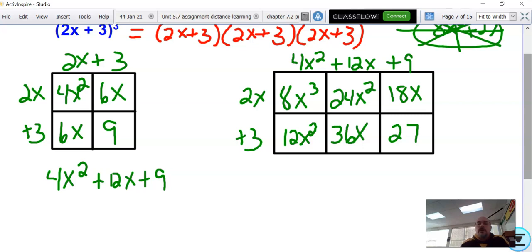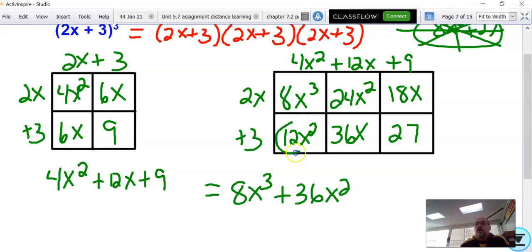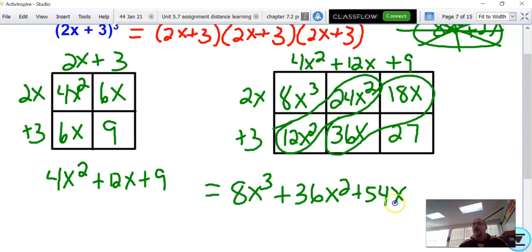All right, looks good. And so my final result, ladies and gentlemen, is 8x cubed plus it looks like 36x squared. Put these two together, that's 36. Now put these two together. Let's see, 36 and 18. Just to make sure I don't goof in my adding in my head, that's 54, so 54x plus 27.